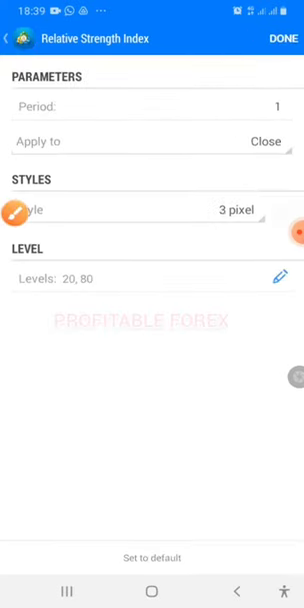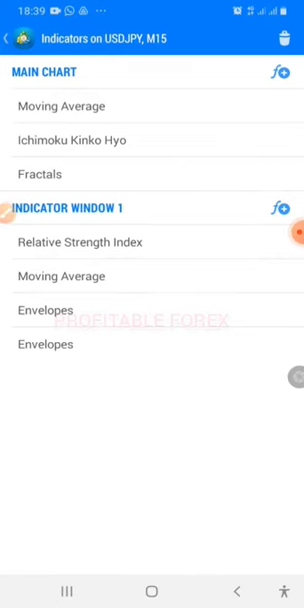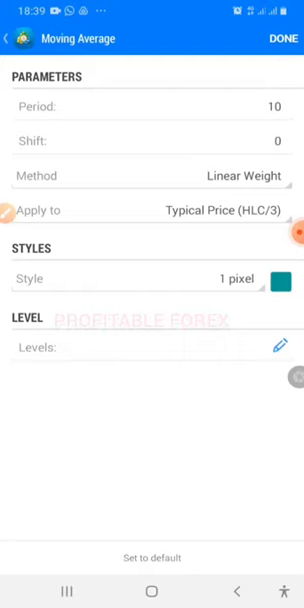Okay, so we have the second indicator, which is a moving average. The setting is period 10, shift 0, method linear weighted, apply to typical price, style 1 pixel, and the color is green. You can use any color of your choice. There are no levels, so leave it empty.